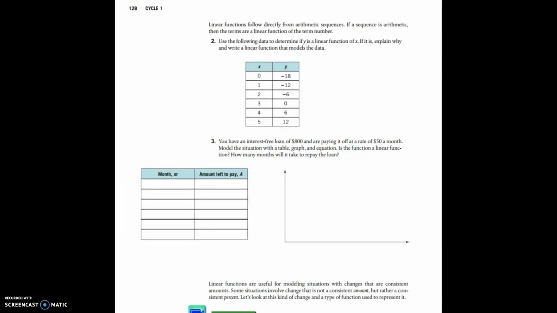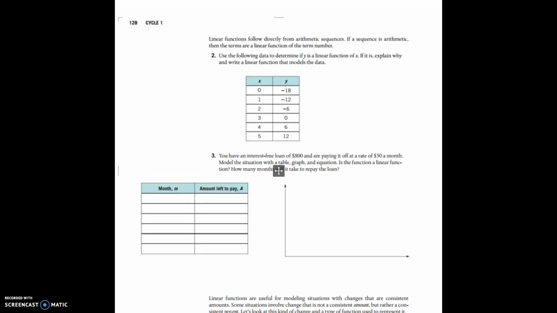All right, so let's look at the top one here. Okay, so try to figure this on your own. Try to write the formula for number 2. So pause it and then come right back.